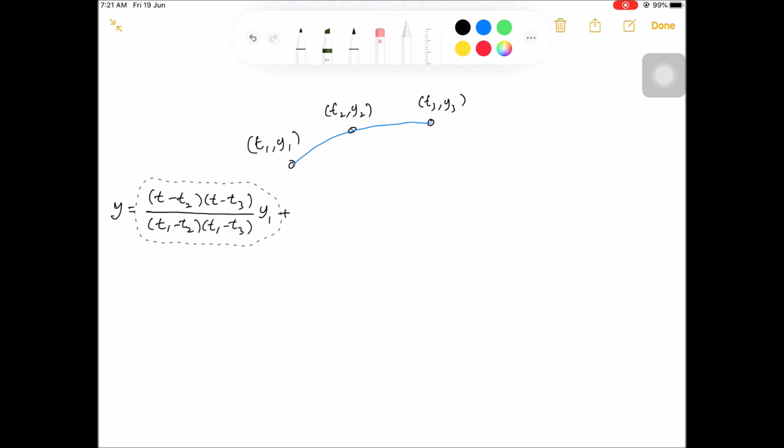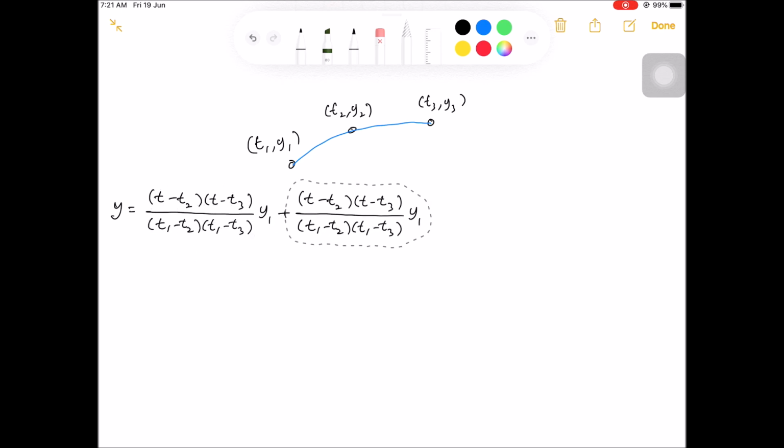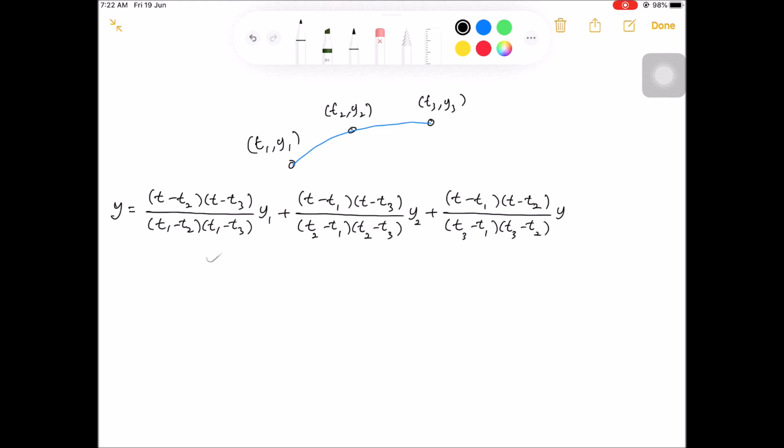t minus t2 times t minus t3 divided by t1 minus t2 times t1 minus t3 times y1 plus, let me copy this term, and one more term. And I'll remove the subscript. Okay, so continue. The first term is this, plus t minus t1 times t minus t3 divided by t2 minus t1 times t2 minus t3 y2 plus t minus t1 times t minus t2 divided by t3 minus t1 times t3 minus t2 times y3. So this is called the second order Lagrange polynomial.